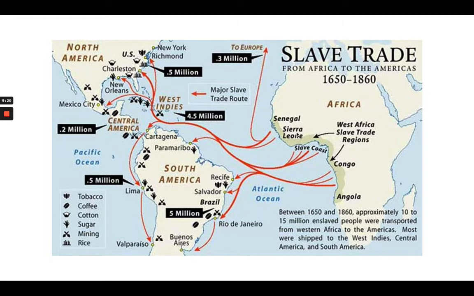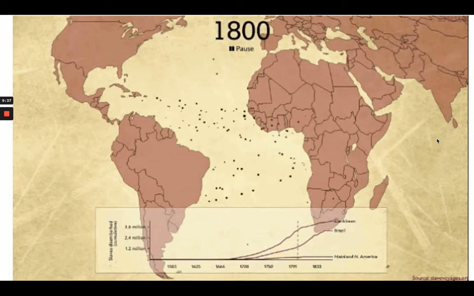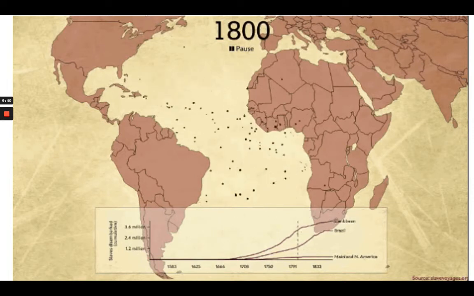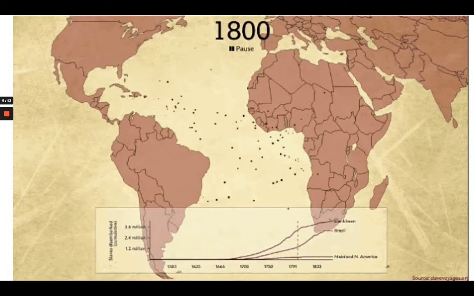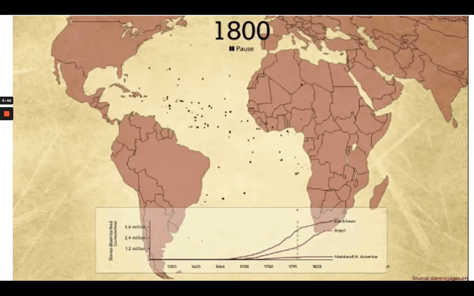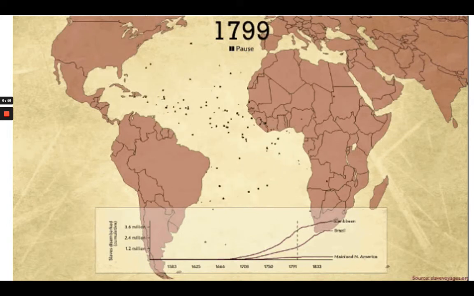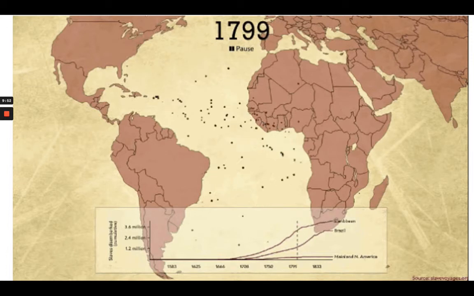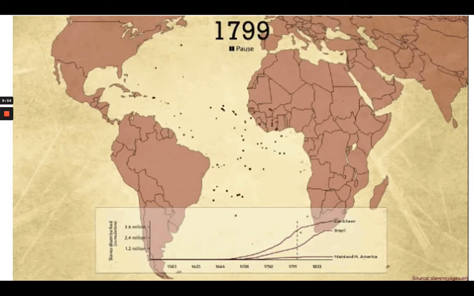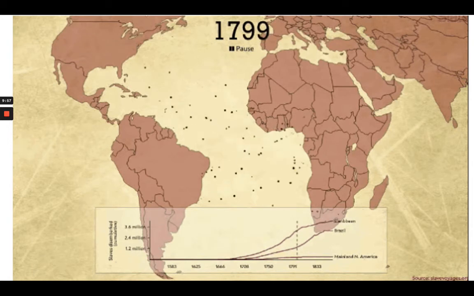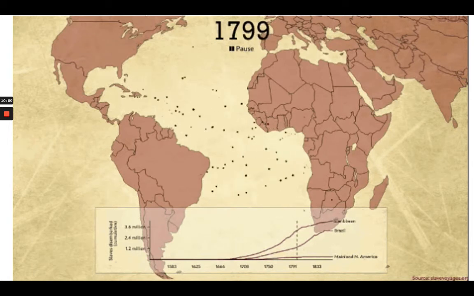So you can see a lot of slaves will come from the western coast. Over time, about 10 to 15 million people will be brought over. I like this GIF because you can really see every dot represents a ship going back and forth over the years. You can see this constant shipment of people back and forth across the Atlantic, and most of them are going to Brazil and the Caribbean.